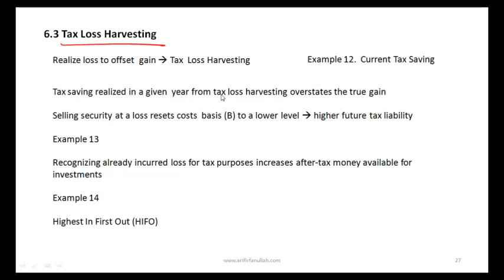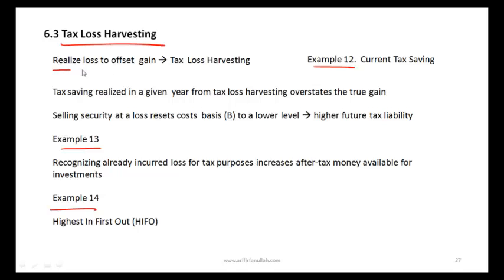Tax loss harvesting, section 6.3, and this is quite important because there are 3 examples over here, example 12, 13 and 14, and I have this heuristic that the importance of a section is directly proportional to the number of examples that you see. The first point here is to understand what do we mean by tax loss harvesting.